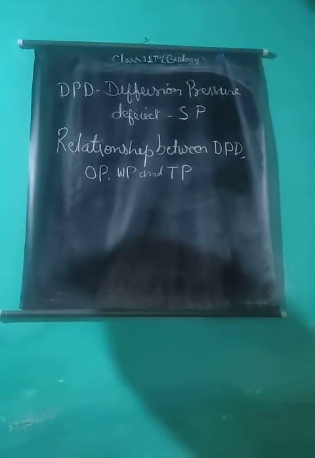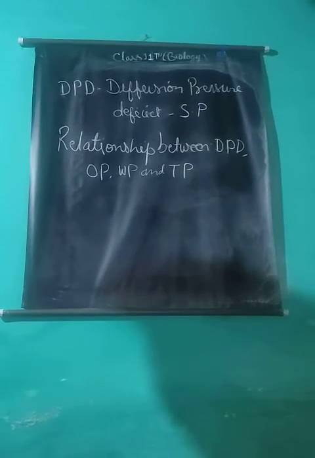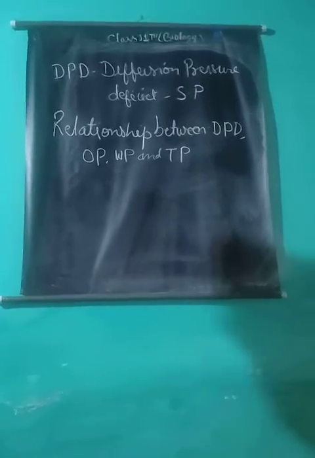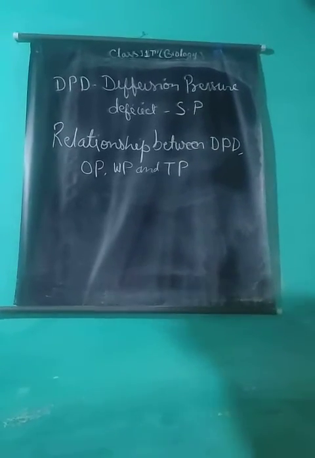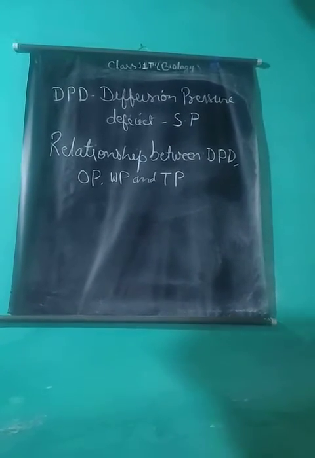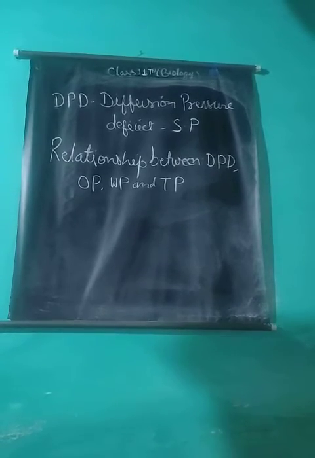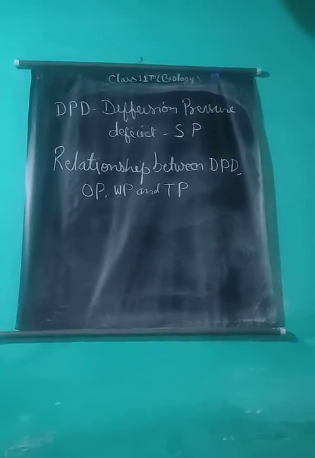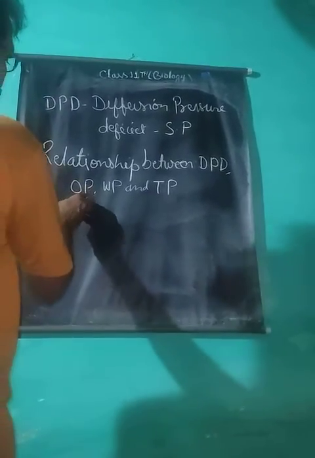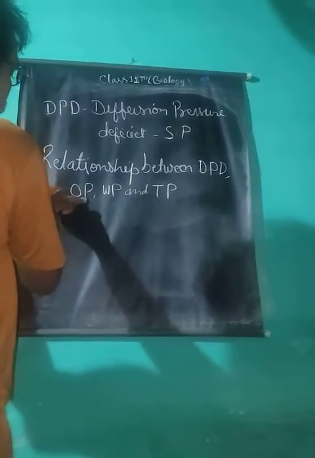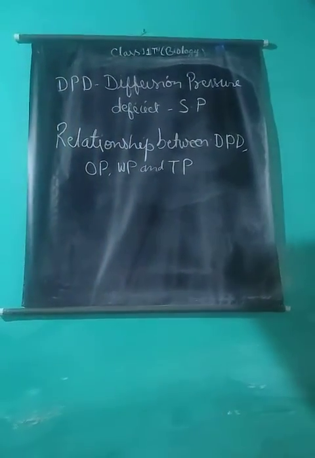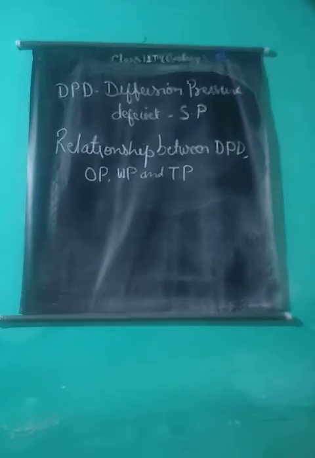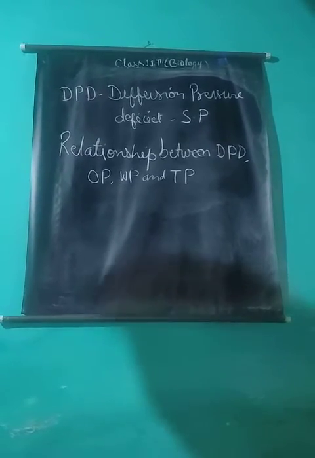Cell sap is in fact a solution of different organic and inorganic solutes in water. Water here acts as solvent. When a cell is kept in water, endosmosis takes place due to higher DPD of the cell sap. In the cell sap, different organic and inorganic components are dissolved. Therefore, its DPD or SP is greater in comparison to pure solvent. Therefore, solvent or water from outside enters inside the cell.